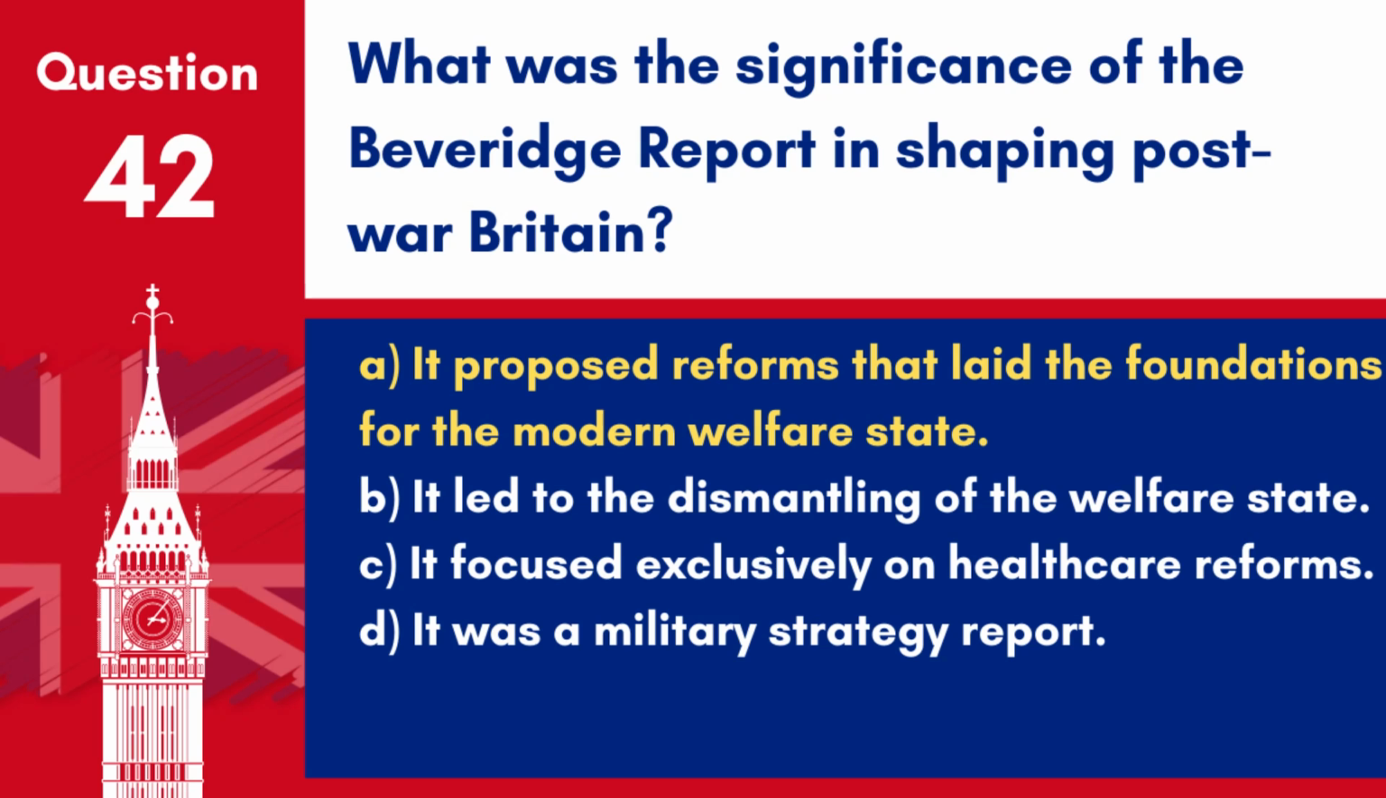Answer: A. It proposed reforms that laid the foundations for the modern welfare state. The Beveridge Report of 1942 identified 5 giants on the road to reconstruction, which were want, disease, ignorance, squalor, and idleness, leading to the expansion of state welfare.